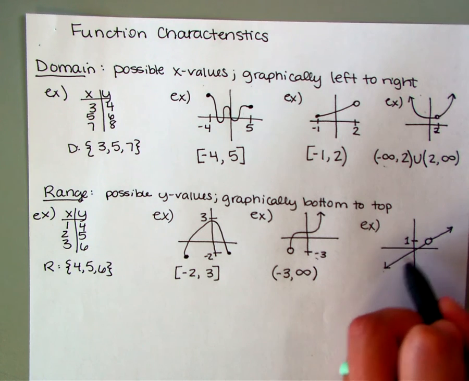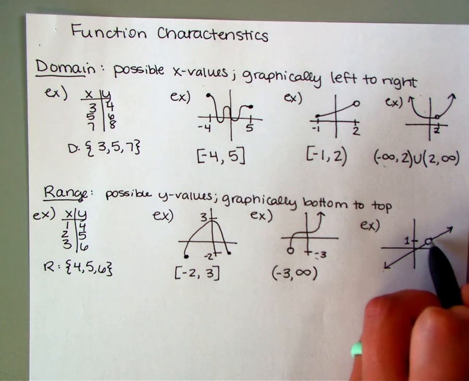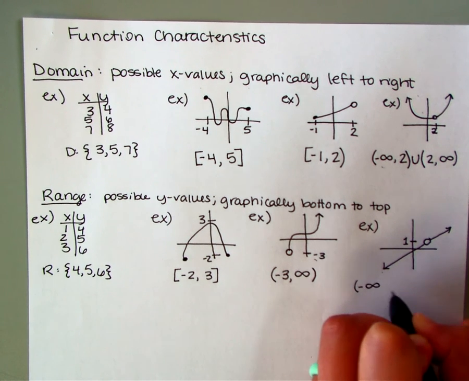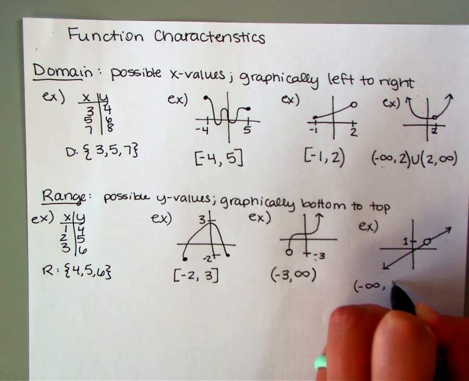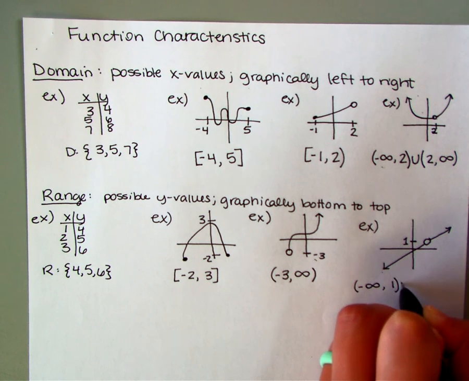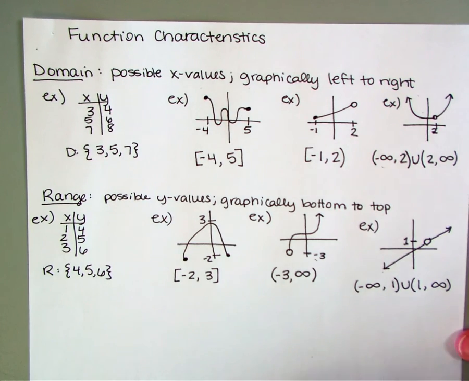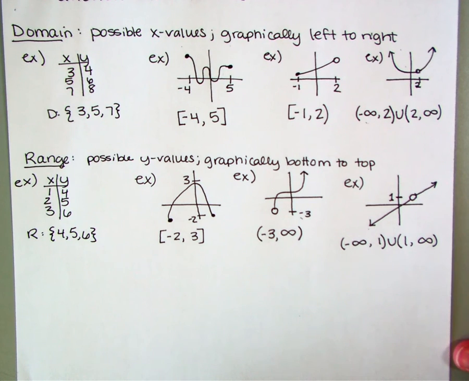So this function is almost continuous the whole way, except for this spot at 1. So my range, it goes forever down, so we'll go -infinity all the way up until 1. Take the 1 out, and it continues forever in the positive direction. So that's your domain and range. It's super helpful in understanding functions.